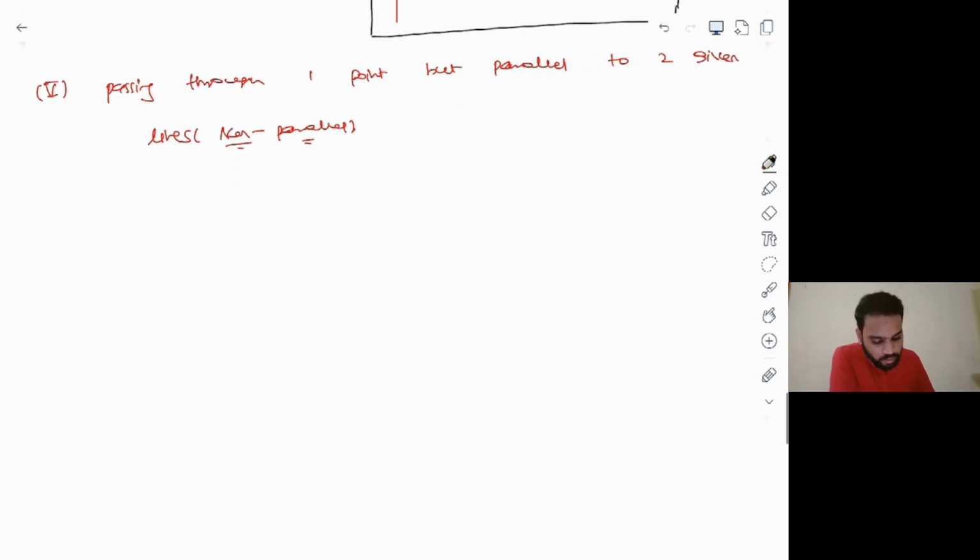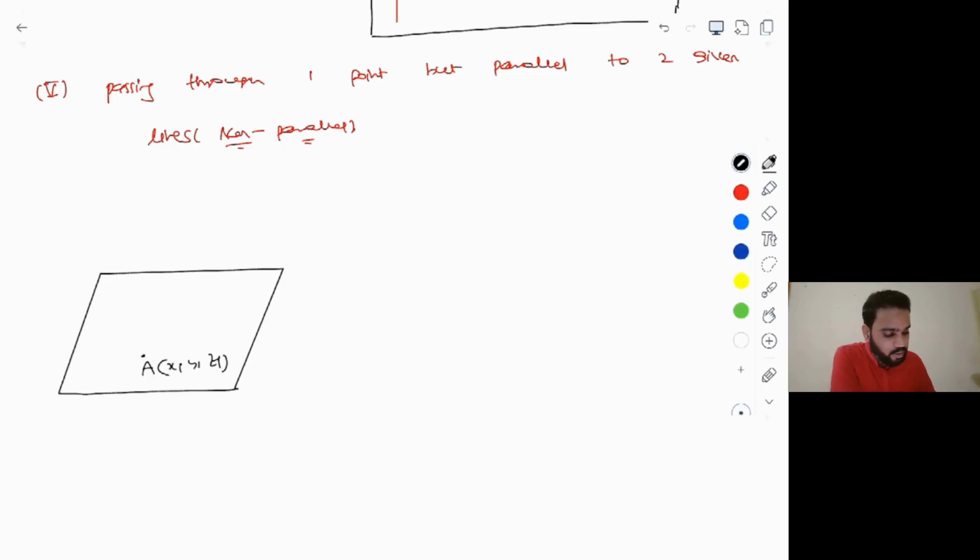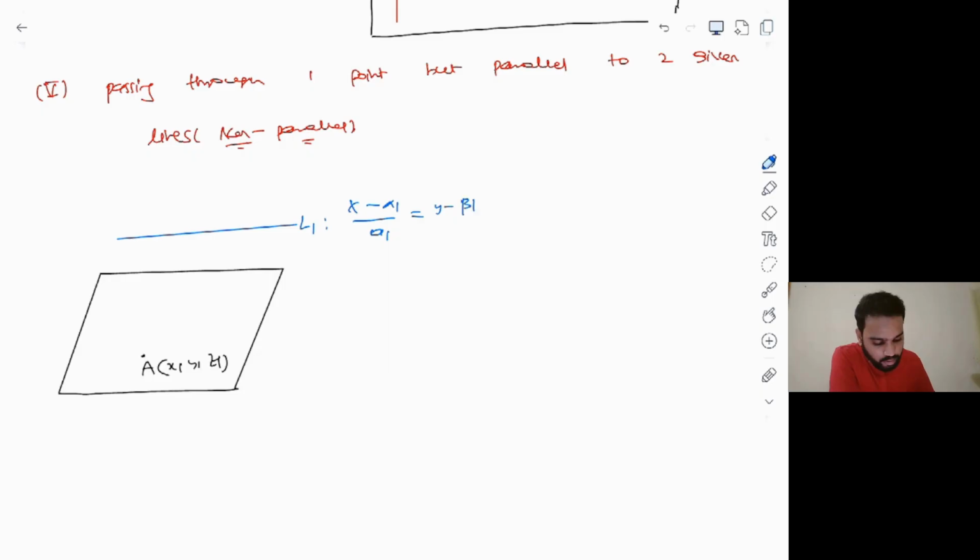So what you are going to do is, first thing, imagine the diagram. Take the plane, and in that plane, there is a point known to us. I'm going to take that point as x1, y1, z1. Now you need to imagine very carefully here. So let's say there is one line which is parallel to this plane. Let us take it as line L1, that is x minus alpha 1 divided by a1 equals y minus beta 1 divided by b1 equals z minus gamma 1 divided by c1.